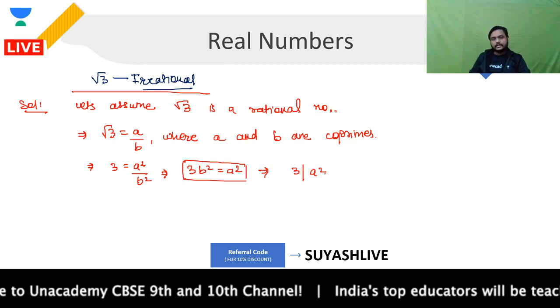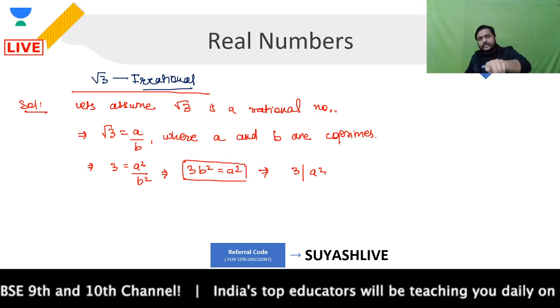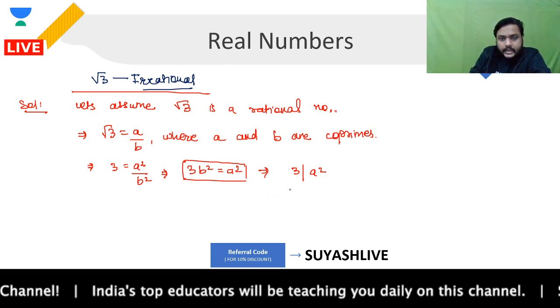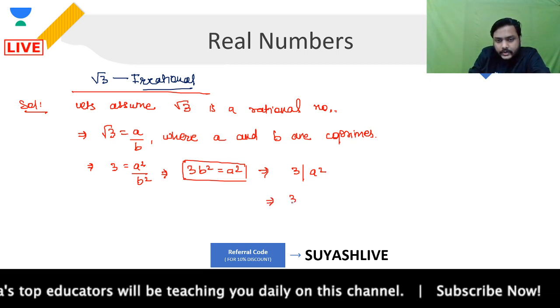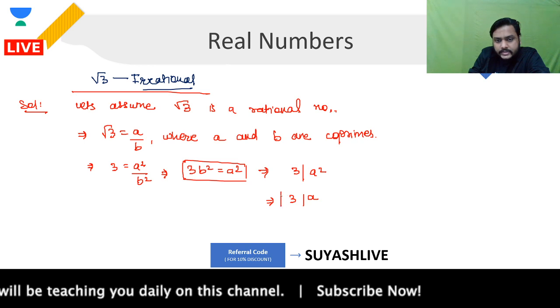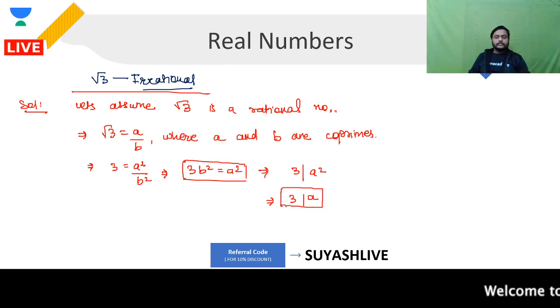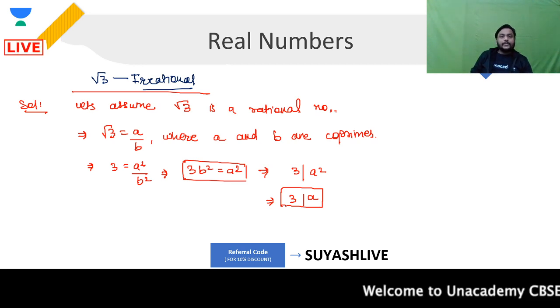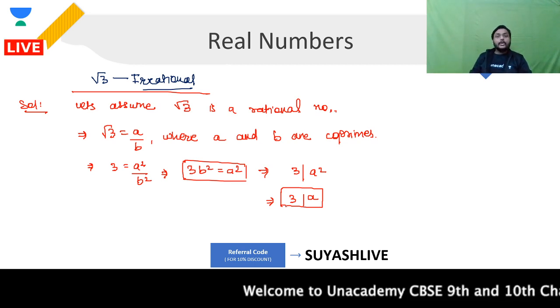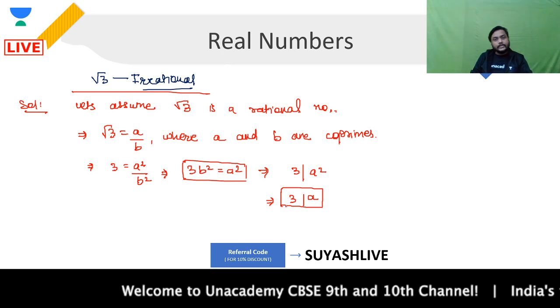Again, the same thing, guys. When 3 divides A square, it means 3 divides A as well. This is the first condition that you got. Are you clear with this or not? You started with 3 divides A square, and now because 3 divides A square, obviously 3 divides A as well.